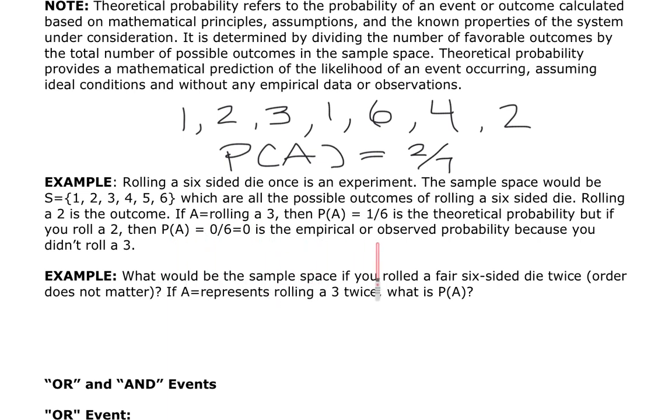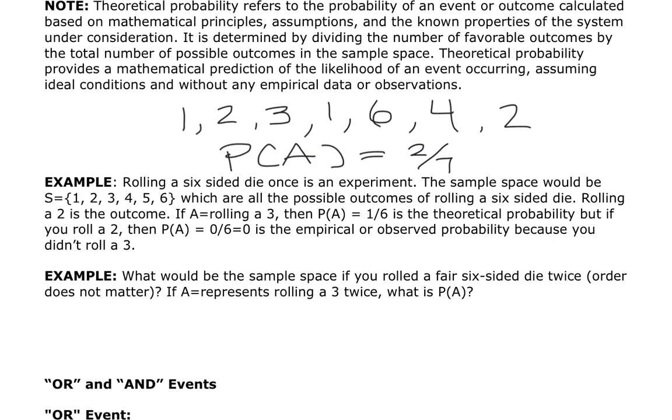And this is the empirical or observed probability, or experimental probability, because you didn't actually roll a 3, and that's just out of 1 time. Now, what would be the sample space if you rolled a fair six-sided die twice when order does not matter? And then we'll also talk about when it does matter. If A represents rolling a 3 twice, what's the probability of A?